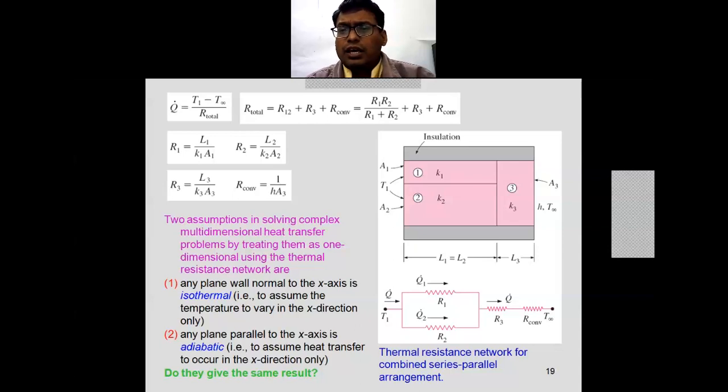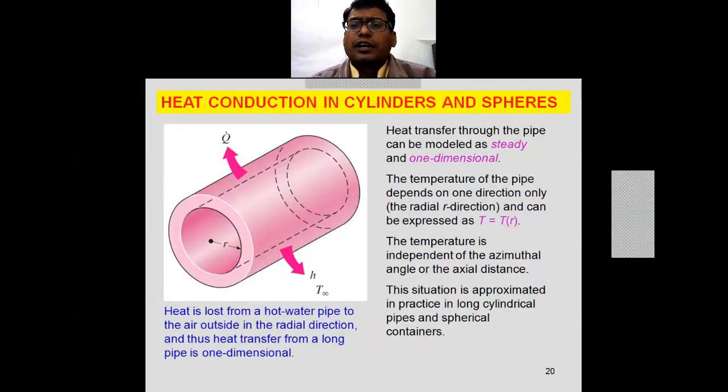Similarly, the other types of resistances in parallel and series can also be seen from this figure. Then the heat conduction in cylinders and spheres. The heat transfer through the pipe can be modeled as again steady state and one dimensional, because this is the primary state we are going to consider: steady state and one dimensional without heat generation. No heat generation. That's why we are dealing initially with the simplest equation, that is delta square T upon delta x square, which is equal to 0.